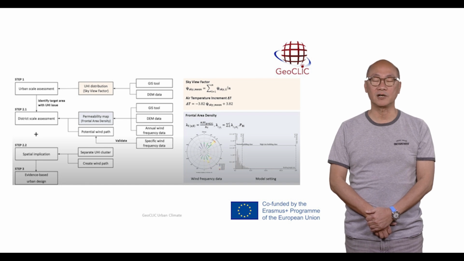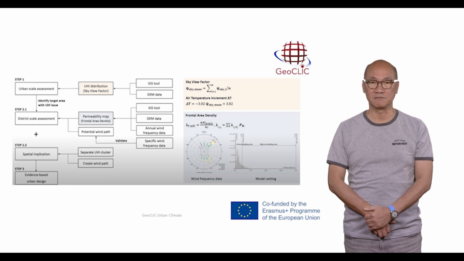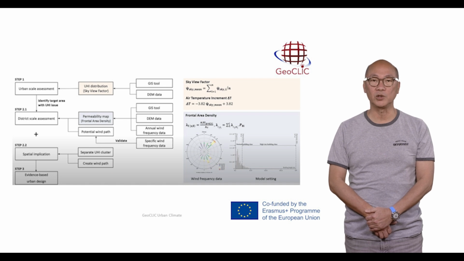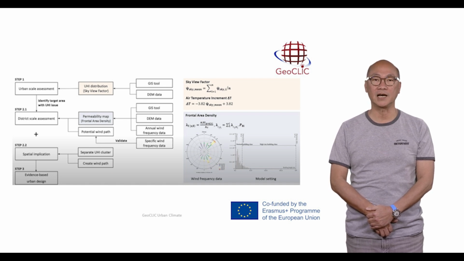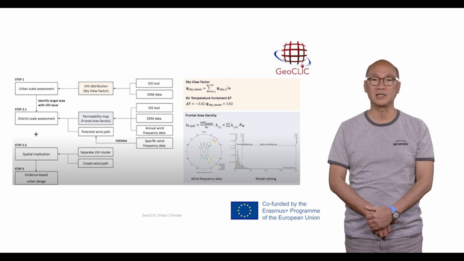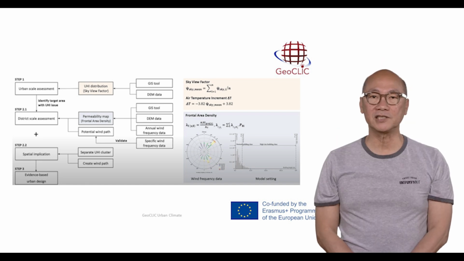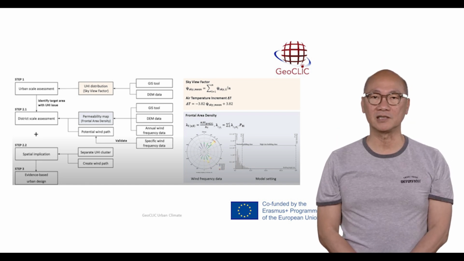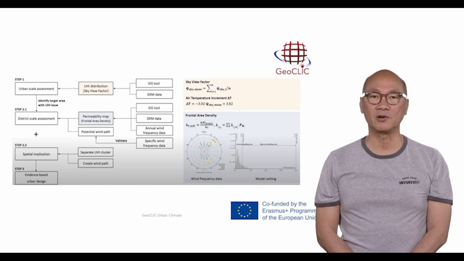After the identification of hotspots, in Step 2, they calculate potential wind path and a permeability map to arrive at a distinct scale assessment. Urban pedestrian level wind as a mitigation potential for urban heat island was assessed through urban permeability map. For urban scale morphological models, urban permeability is often applied to assess surface roughness. The building surface area facing the incoming wind direction at certain height is calculated. Potential and existing air paths were identified based on urban permeability map and prevailing wind directions.